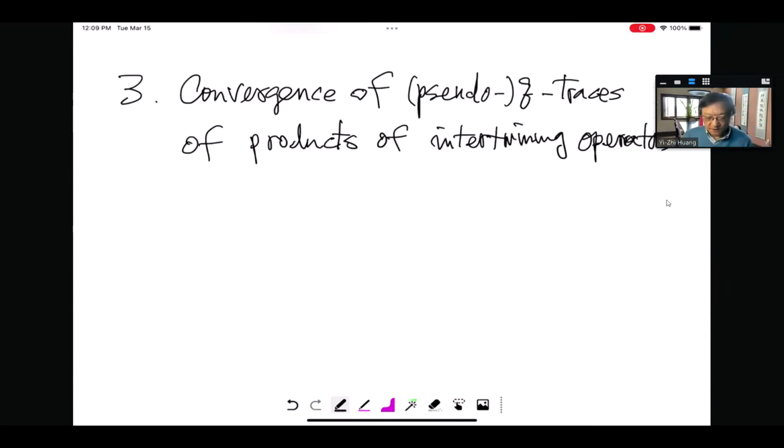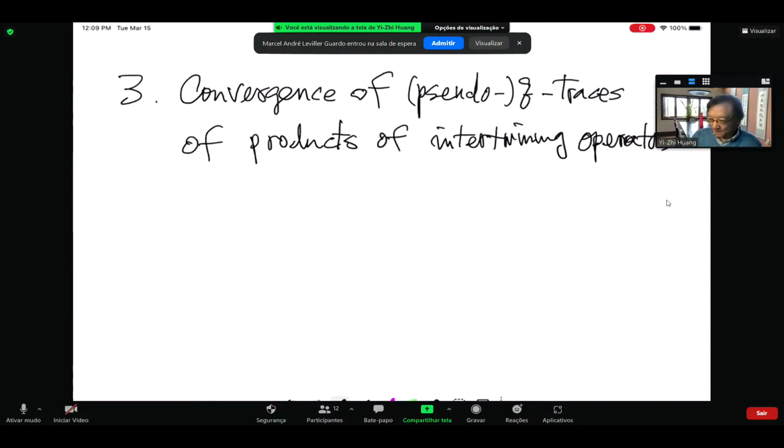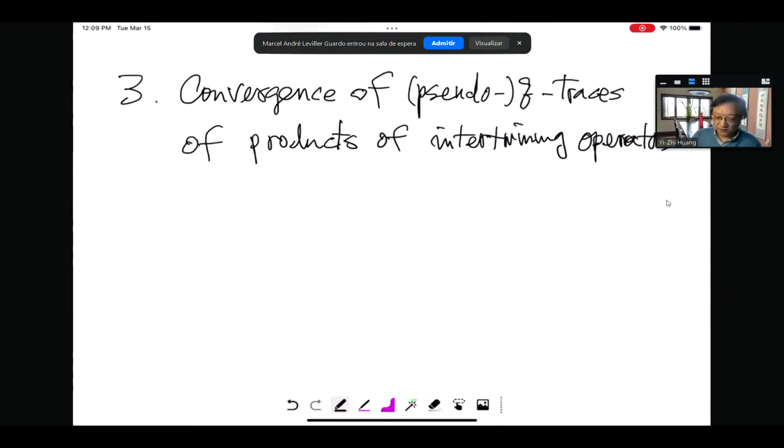Okay, so this is what I want to discuss today. If I have more time, I will also discuss the other convergence results. But this is the main thing, and this is actually more difficult than the product of an intertwining operator.